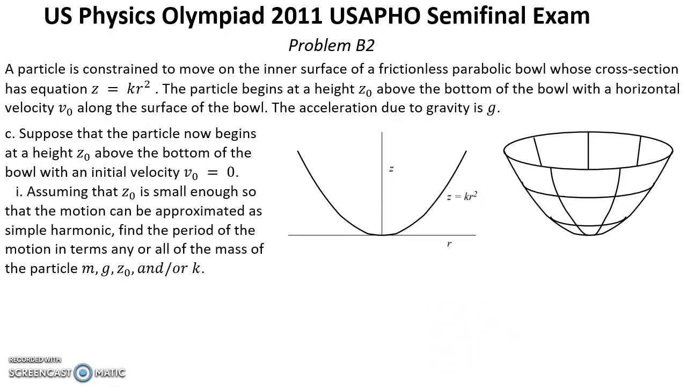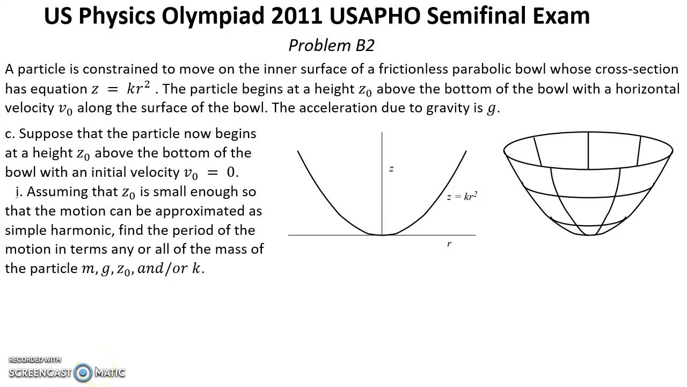Question C. Suppose that the particle now begins at height z0 above the bottom of the bowl with the initial velocity v0 equal to 0. First question. Assuming that z0 is small enough so that the motion can be approximated as simple harmonic, find the period of the motion in terms of any or all of the mass of the particle m, g, z0 and or k.